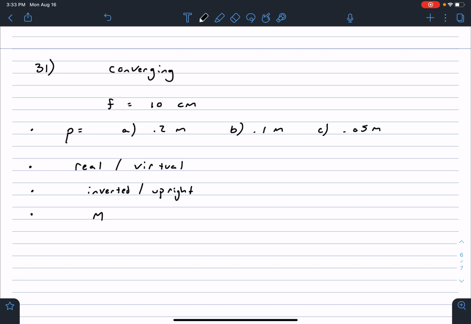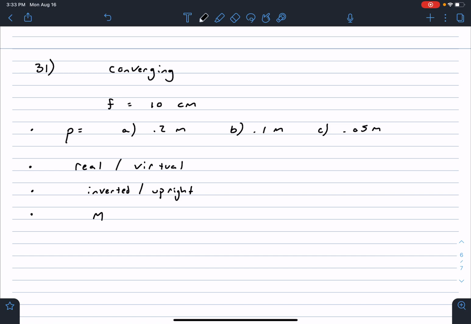For the next problem, we're told that we have a converging lens that has a focal length of 10 centimeters. And then we're asked to locate the images for object distances for these three different distances here: 0.2 meters, 0.1 meter, 0.05 meters. In the problem, it's given to you in centimeters. I just rewrote it because it's a little easier.